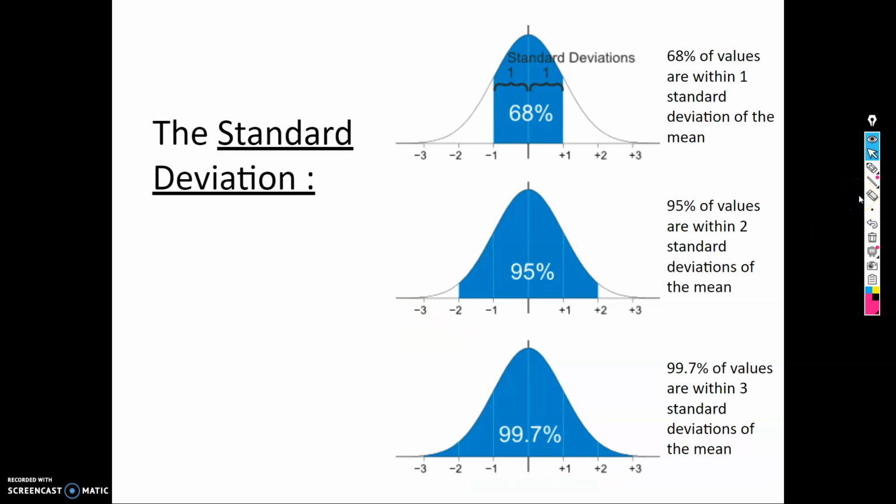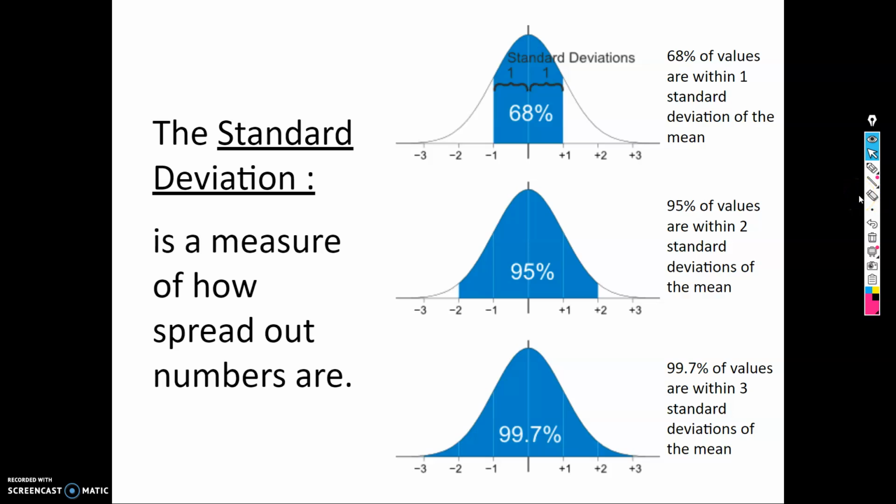Standard deviation comes back into play. So what is the standard deviation? It's a measure of how spread out the numbers are. These are our rules for the normal distribution. 68% of the values are within 1 standard deviation of the mean. So +1 standard deviation to the right, -1 standard deviation to the left. 68% of all the data is contained within 1 standard deviation left and 1 standard deviation right.